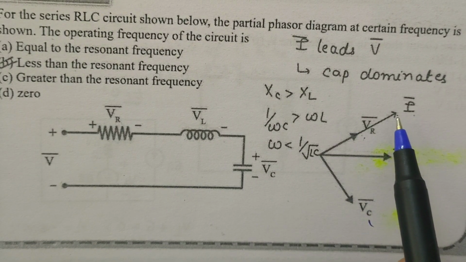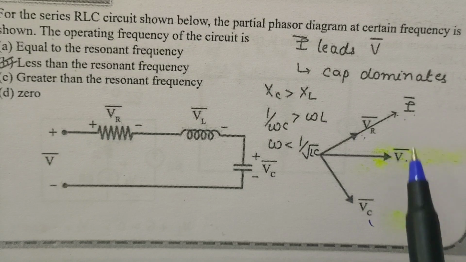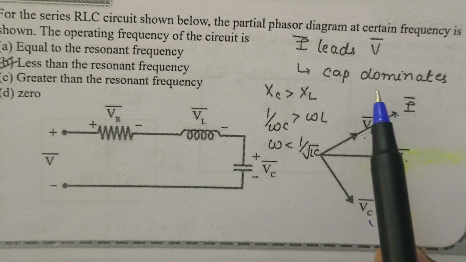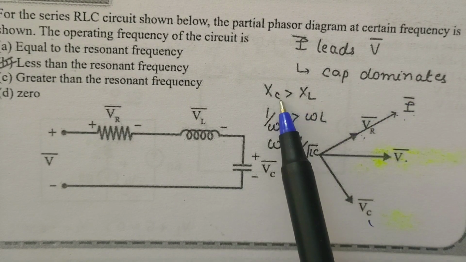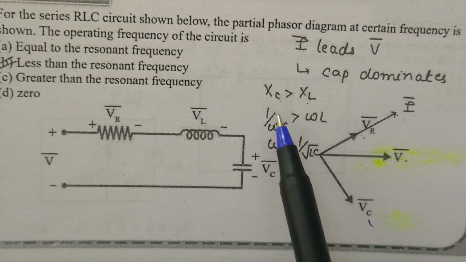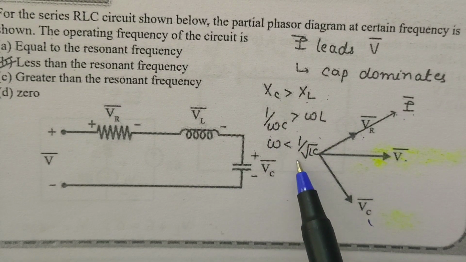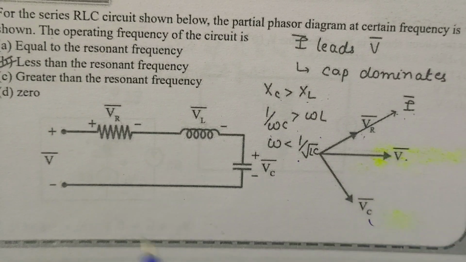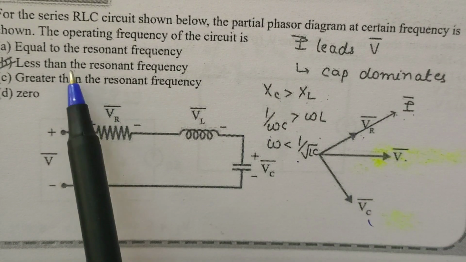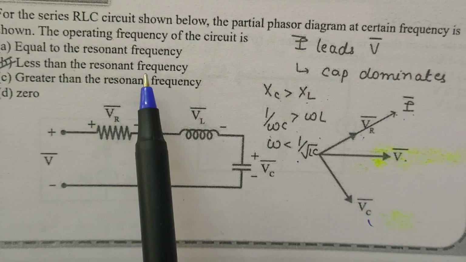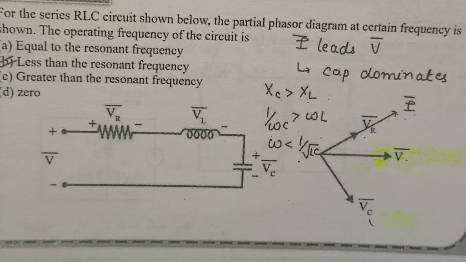Here I leads V. If current leads voltage, then the capacitor dominates, that is XC is greater than XL. 1 by omega C is greater than omega L, so omega is less than 1 by root LC. So the operating frequency will be less than the resonant frequency.